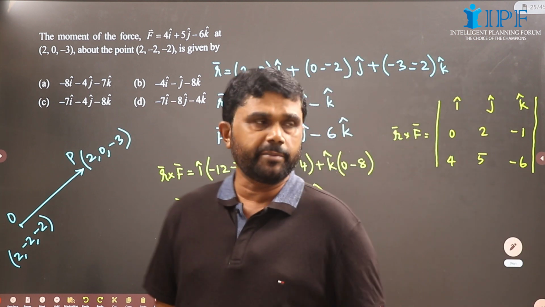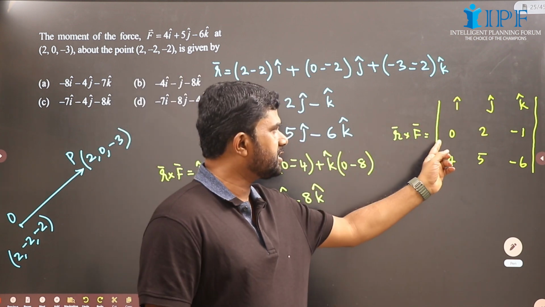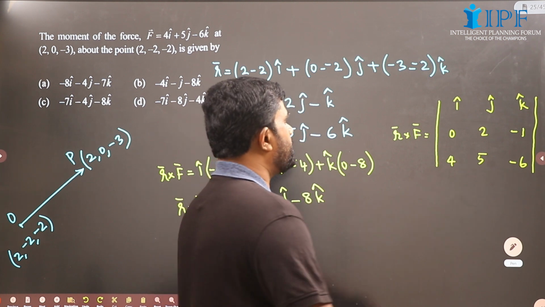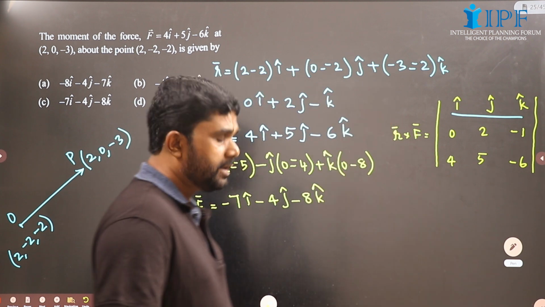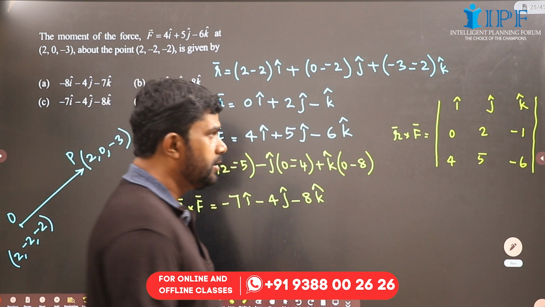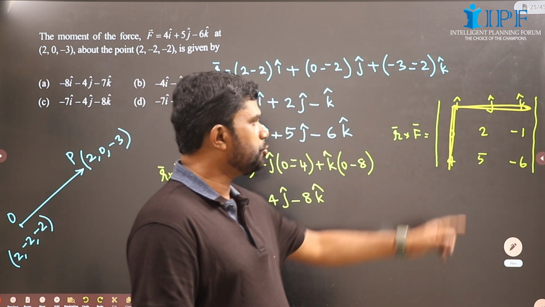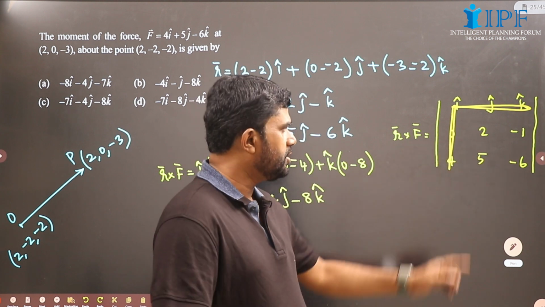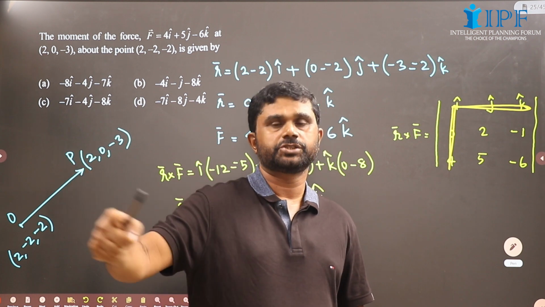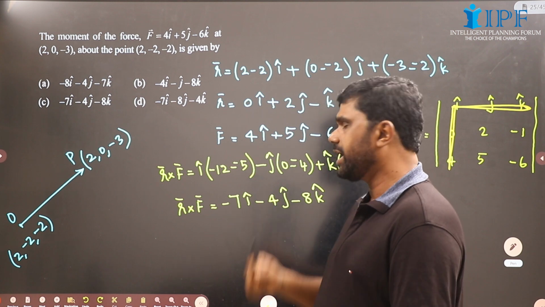Yeah, we have the determinant here. I, J and K. These are the components of R and these are the components of F. Let us expand this along the first row. So when you take that i cap, you will have to eliminate the row and column containing i cap. So 2 into minus 6, that is minus 12. 5 into minus 1, that is minus 5. Minus 12 minus minus 5, so it will be minus 7 i cap. That is the first component, minus 7 i cap.